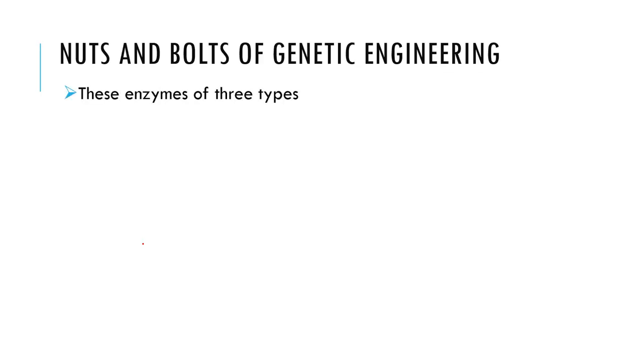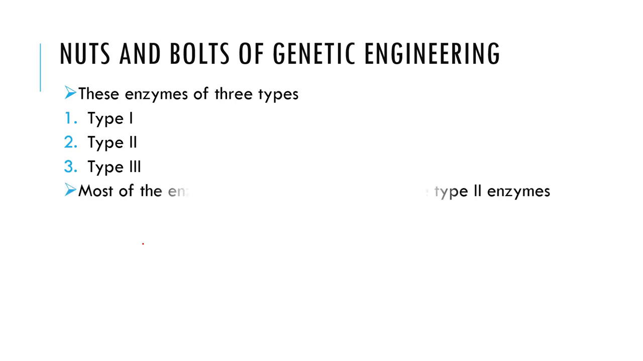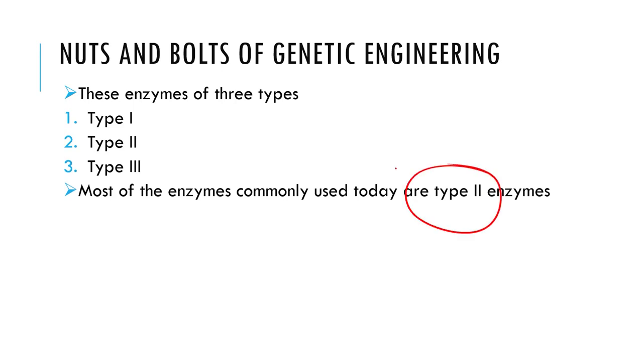Now these enzymes are actually groups of enzymes, and we have classified them into three types, simply named type 1, 2 and 3. So we have type 1, type 2, and type 3 restriction enzymes. Obviously all these three types play somewhat different roles as far as cutting of the DNA molecule is concerned. Of these three, the most common type is the type 2 restriction enzymes. They are used very commonly in genetic engineering tasks.